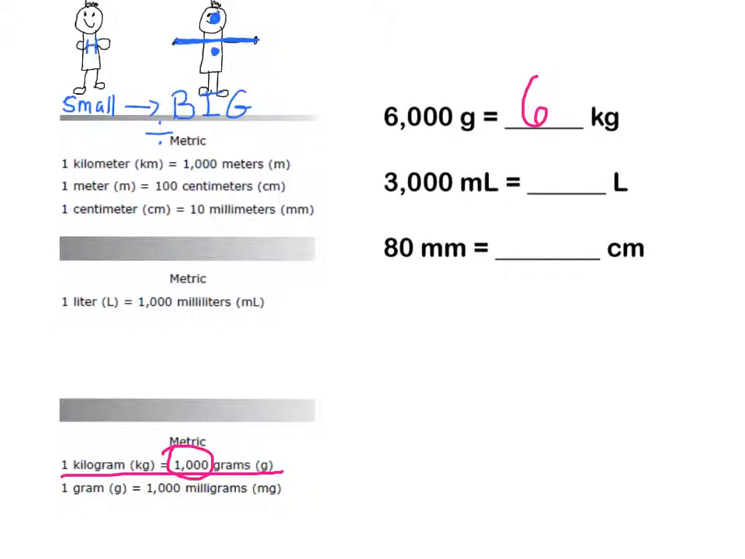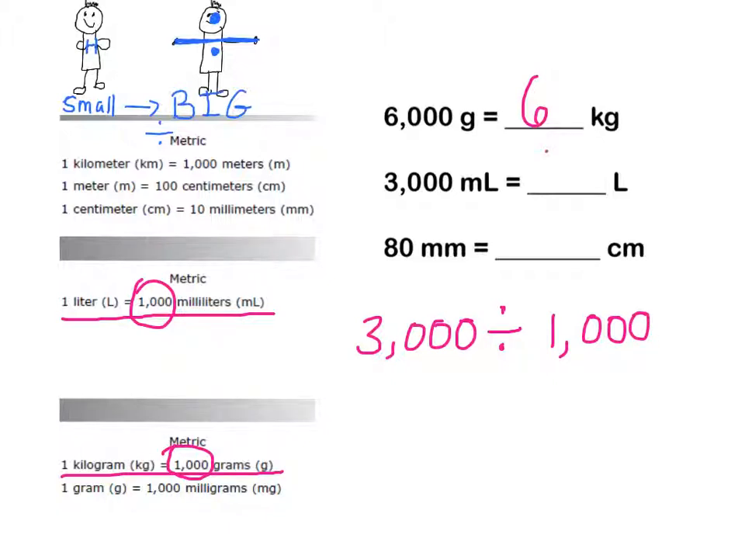The next problem, we have 3,000 milliliters, and we're going to be changing it to liters. Milliliters is smaller than liters, so we will have to divide, and we're going to use the chart. It takes 1,000 milliliters to equal 1 liter. So we will take the 3,000 that we have, and since we're going to be moving to a bigger unit, we will divide by that 1,000. And that gives us the answer of 3 liters is the same thing as 3,000 milliliters.